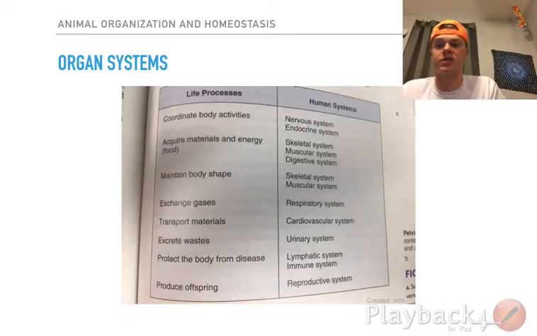The respiratory system is in charge of exchanging gases. Cardiovascular system is important for transporting materials throughout your body. Urinary system, excreting wastes. Lymphatic system and immune system help protect your body from disease. And then, of course, the reproductive system helps produce offspring.